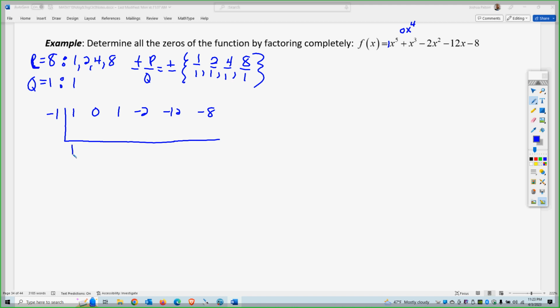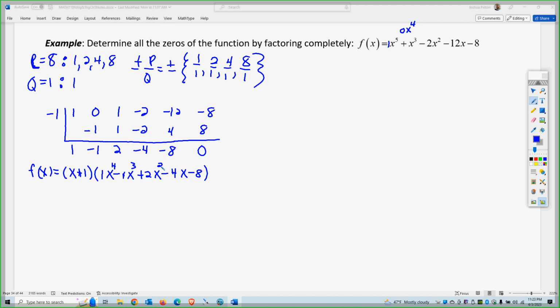Okay, so I'm going to add, then I'm going to multiply by -1, and repeat: add, multiply by -1, until the end, and it works. So I get f of x equals x plus 1 times x to the fourth minus x cubed plus 2x squared minus 4x minus 8. So the original problem was a fifth power, so this is 4, 3, 2, and 1.